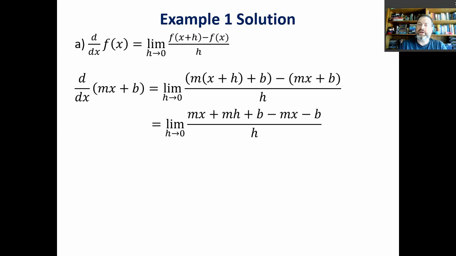So if you're thinking, hey, this looks familiar, I've done this before, exactly, but we don't have to prove this ever again. Once this is a known fact, we never have to prove it again. We can just use it. So everything cancels, right? The mx cancels, you can see, and the b's cancel. Mx and b. And so we get mh over h, cancel the h's, and you get m. So nothing surprising here at all.